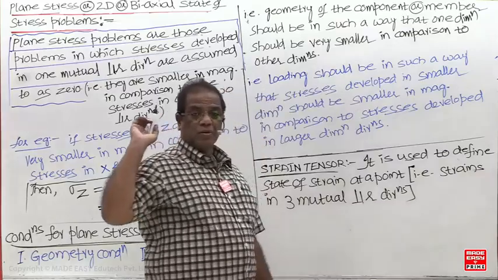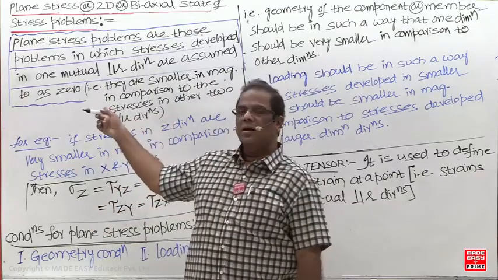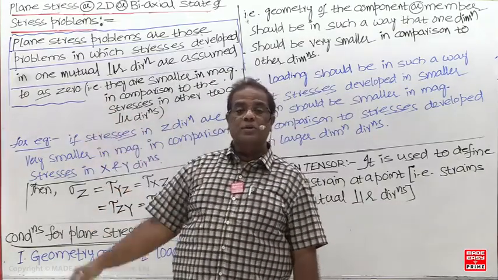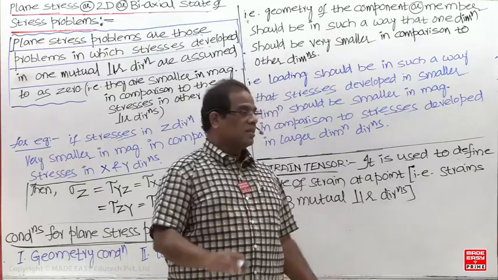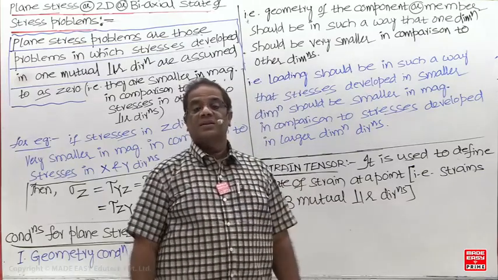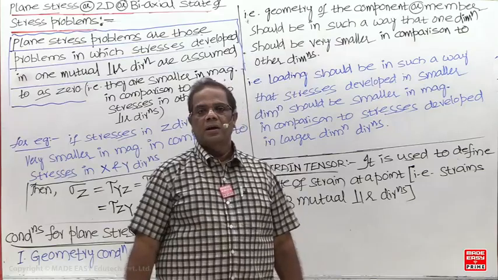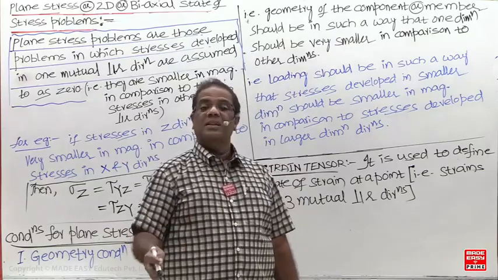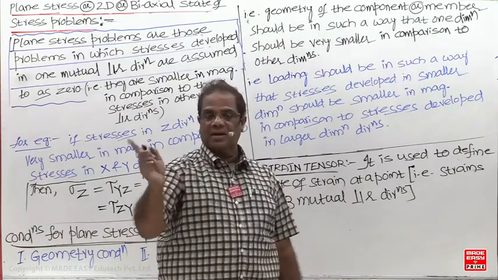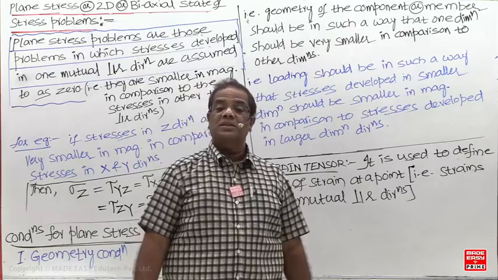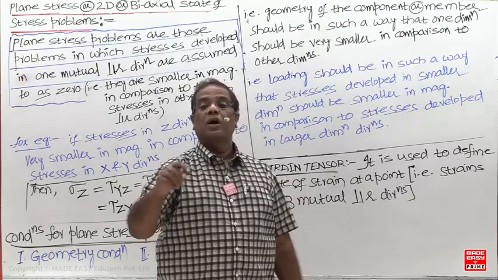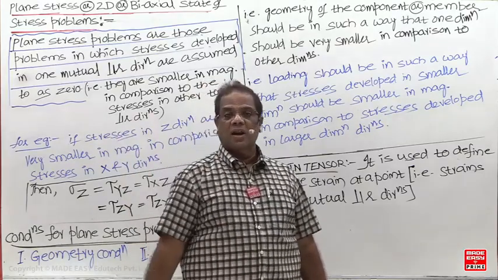Whatever conclusions I made just now for the stress analysis, everything is valid for strain. The stress tensor you have written is a square and symmetric matrix. Similarly, the strain tensor is also a square and symmetric matrix. Complementary shear stresses are equal and opposite, and the same thing for strain: complementary shear strains are equal and opposite.